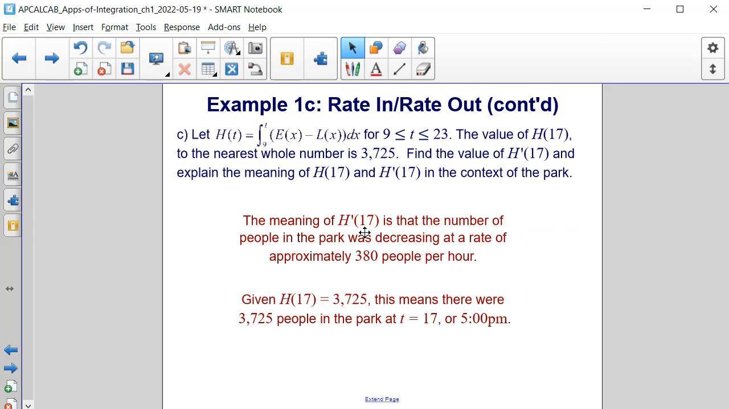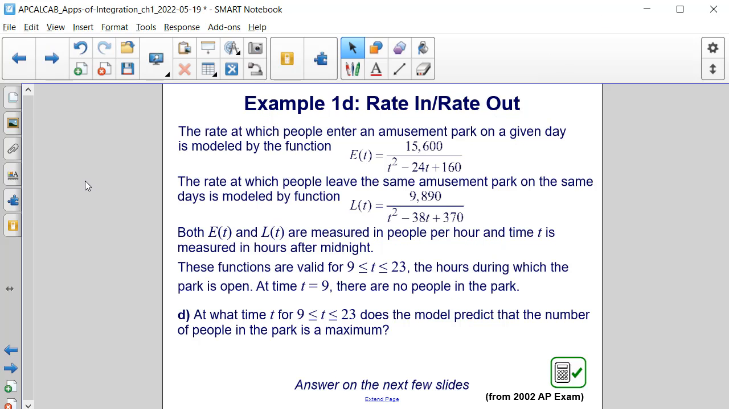And the meaning of h prime of 17 is that the number of people in the park was decreasing at a rate of approximately 380 people per hour. And if we're given that h of 17 is equal to 3,725, this means that there will be 3,725 people in the park when time is 17, or at 5 p.m. Now let's look at part D.